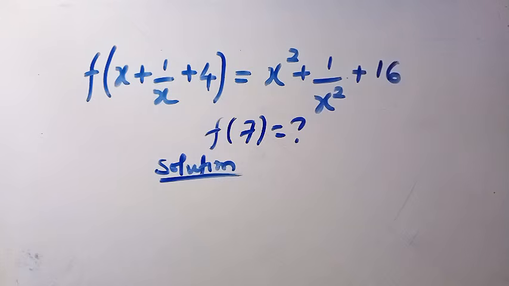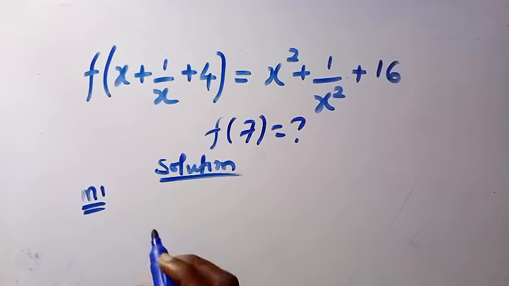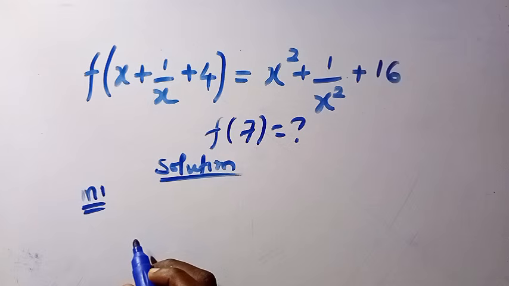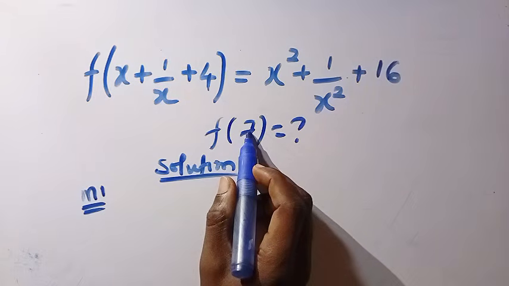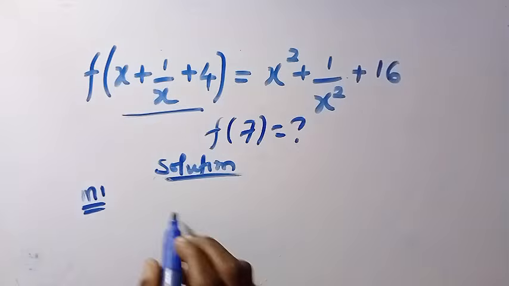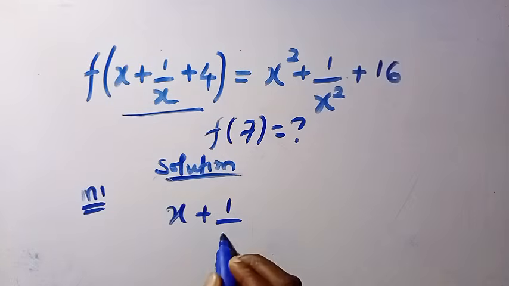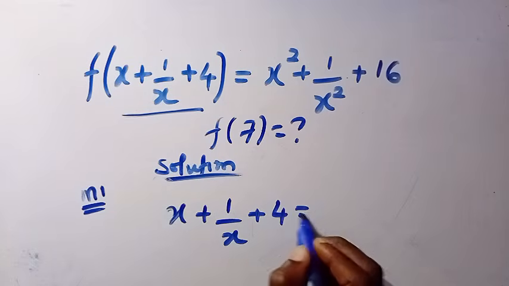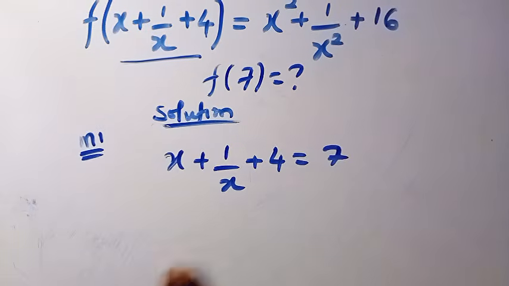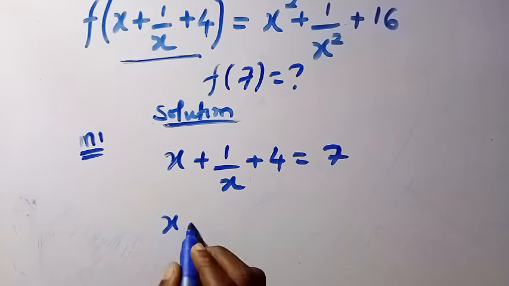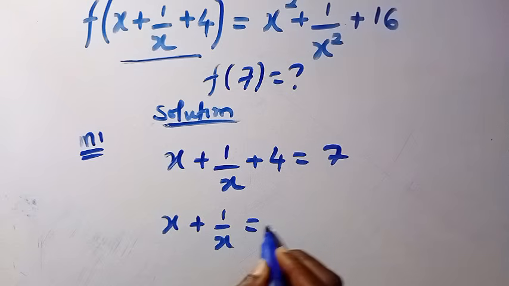Then for method 1, I'm going to apply a little manipulation here. Suppose I apply the substitution first. Here we have 7, and we need all this to be 7. Then we say x plus 1 over x plus 4 equals 7. Transferring 4 to the other side, we have x plus 1 over x equals 3.